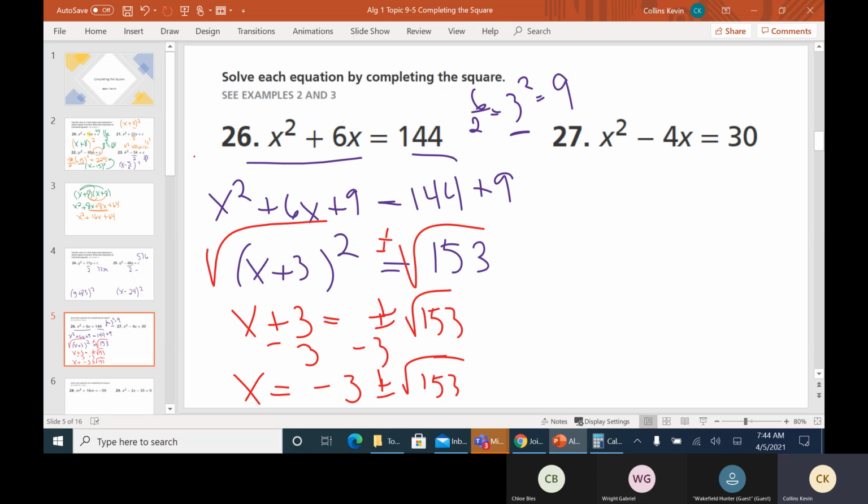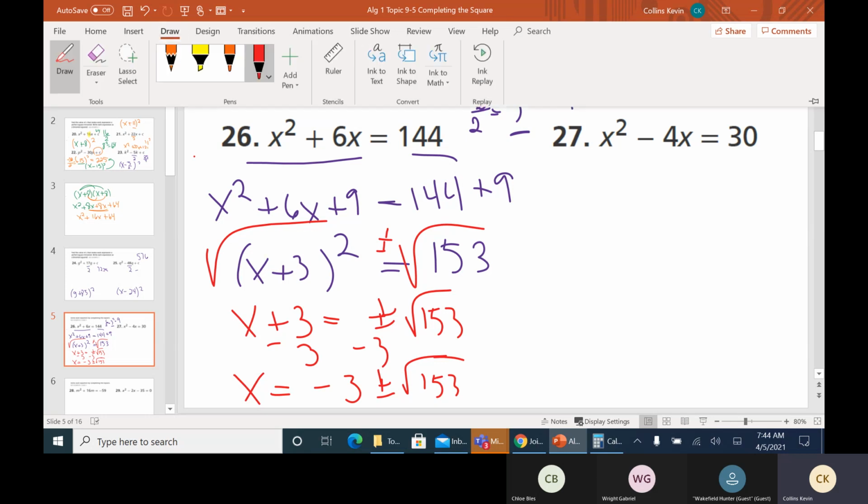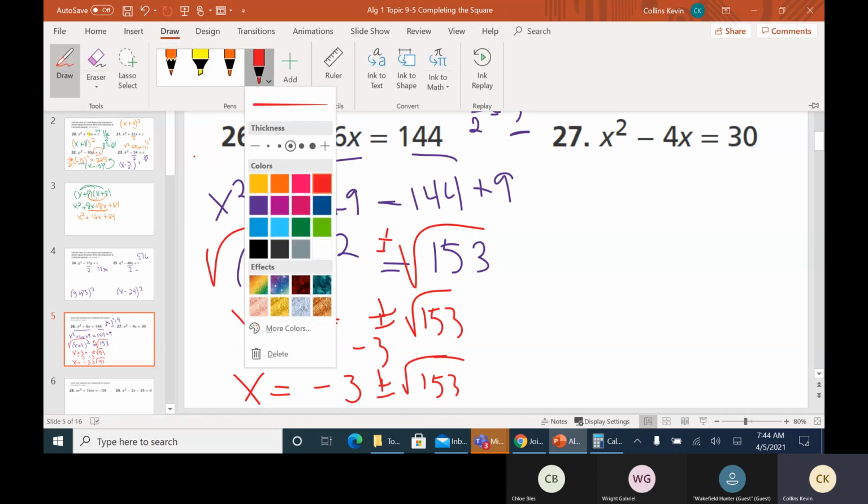All right, let's try the other one. Again, if they don't have it set up this way, you need to make sure you have variables on one side and numbers on the other side. Okay? All right, so we're going to do the same thing we were doing before.